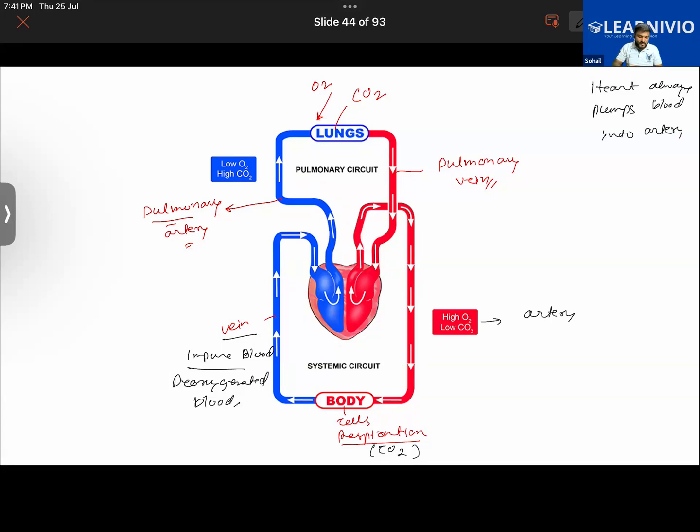Getting it? So what will happen now, this impure blood that is coming via the veins into the heart will be pumped into a blood vessel, and the general thing is that the heart always pumps blood into artery. So this vein will also be called an artery. More specifically, this is called the pulmonary artery. But this is not carrying pure blood. As you know, artery carries pure blood, but this pulmonary artery does not contain pure blood. It contains blood having high concentration of carbon dioxide and low concentration of oxygen. Basically it's deoxygenated blood.